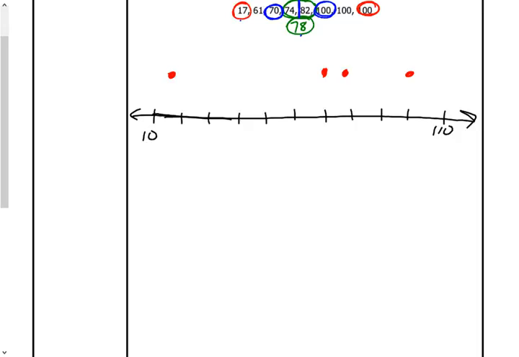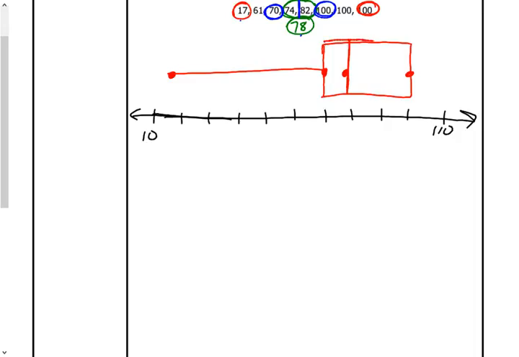Now, the middle 3 is where my box is. So we draw a box around the middle 3 numbers, and we put a little line to represent the median. And then we connect the whiskers like so. Now there's no whisker out here to connect, so I don't worry about that.